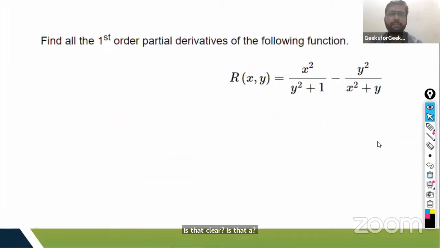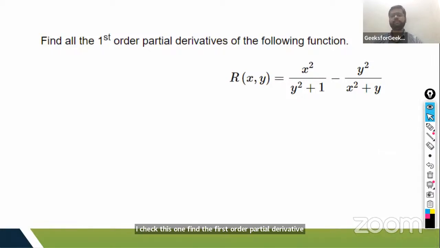Check this one. Find the first order partial derivative. We will do 8 to 10 questions on the partial derivative, so be ready for that. I cannot leave this question, because if I leave it and give you all the questions to attempt on the seat, I don't think you will do them. That's why I'm doing all the questions myself on the screen. Please do it, okay? That will only help you guys.